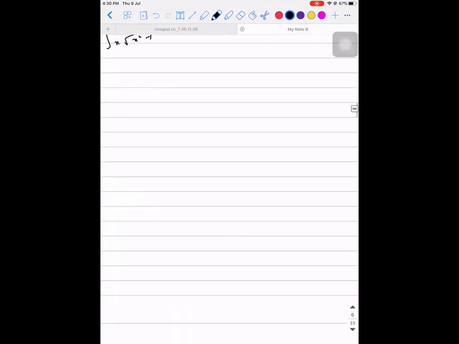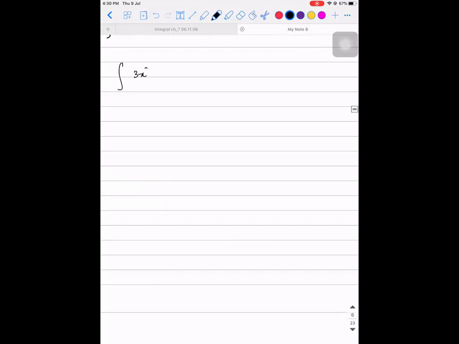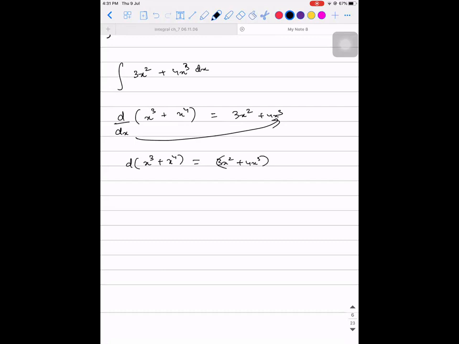So what is the question? The integral of 3x square plus 4x cube. So d by dx of x cube plus x power 4 is going to be 3x square plus 4x cube. Now what should I do? Take dx to the other side. So the derivative of x cube plus x power 4 is equal to 3x square plus 4x cube with respect to x. Integrating on both sides, I get x cube plus x power 4 equal to the question. So the answer is x cube plus x power 4.